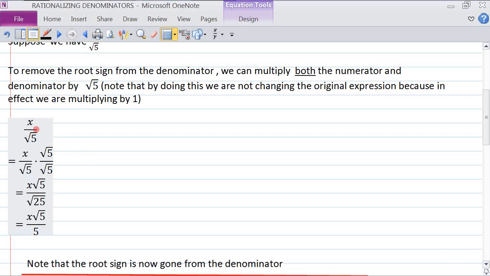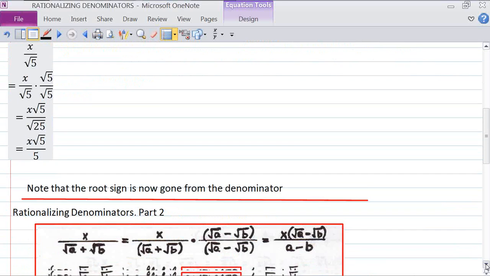So as an example, let's say we have x over root 5. We don't want this root 5 here on the denominator. So we rewrite this part here. We multiply the top and bottom by whatever is here, which is root 5. Root 5 over root 5 is 1, so we're not changing anything. So we get x root 5 on the top. The root of 5 times the root of 5 is the root of 25, which is 5. Note that the root sign is now gone from the denominator.